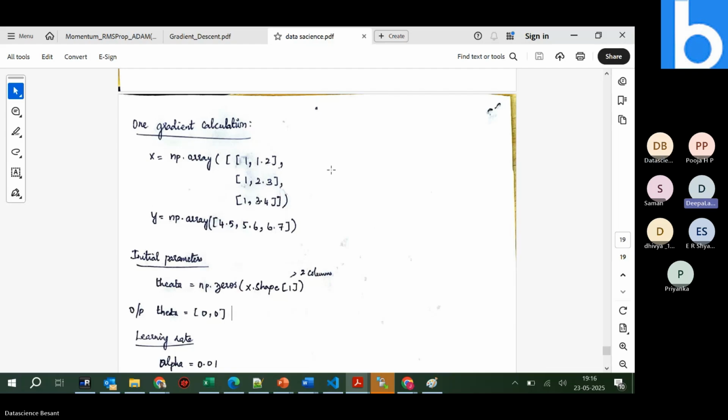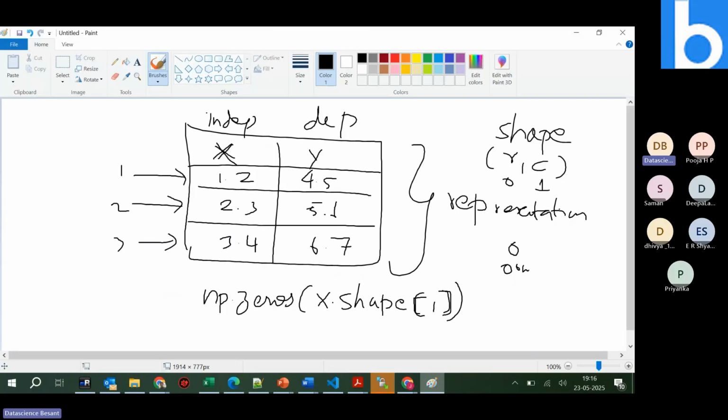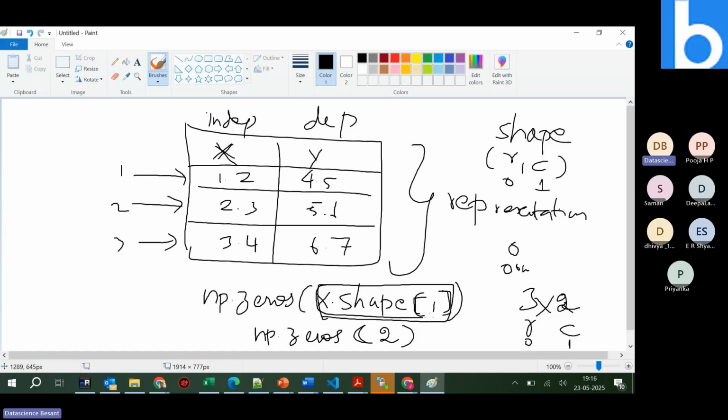Two columns, 3 rows. Am I correct? So it should be 3 cross 2. First is the row, second is the column. So what will be the answer of x dot shape of 1? This is 0, this is 1. It is 2. Exactly. So np dot zeros of 2, correct? So this entire thing gives the answer 2.